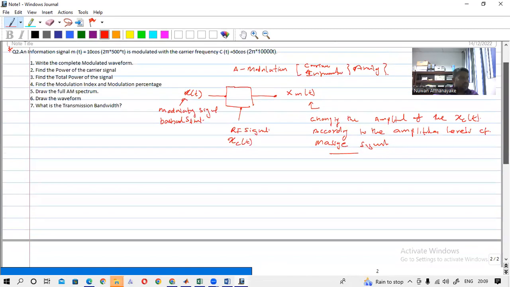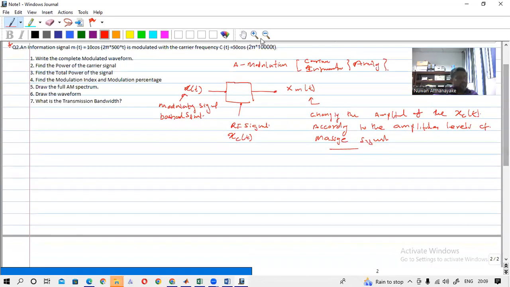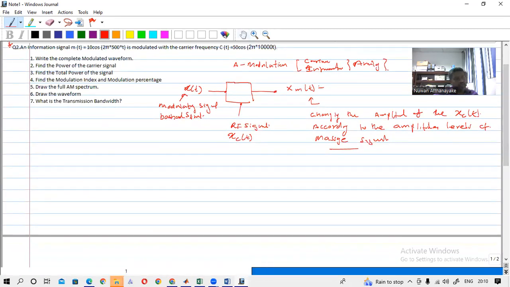Now you need to write the output waveform. The output waveform will look like this. This is the output waveform. You need to remember this. So this is the output signal.